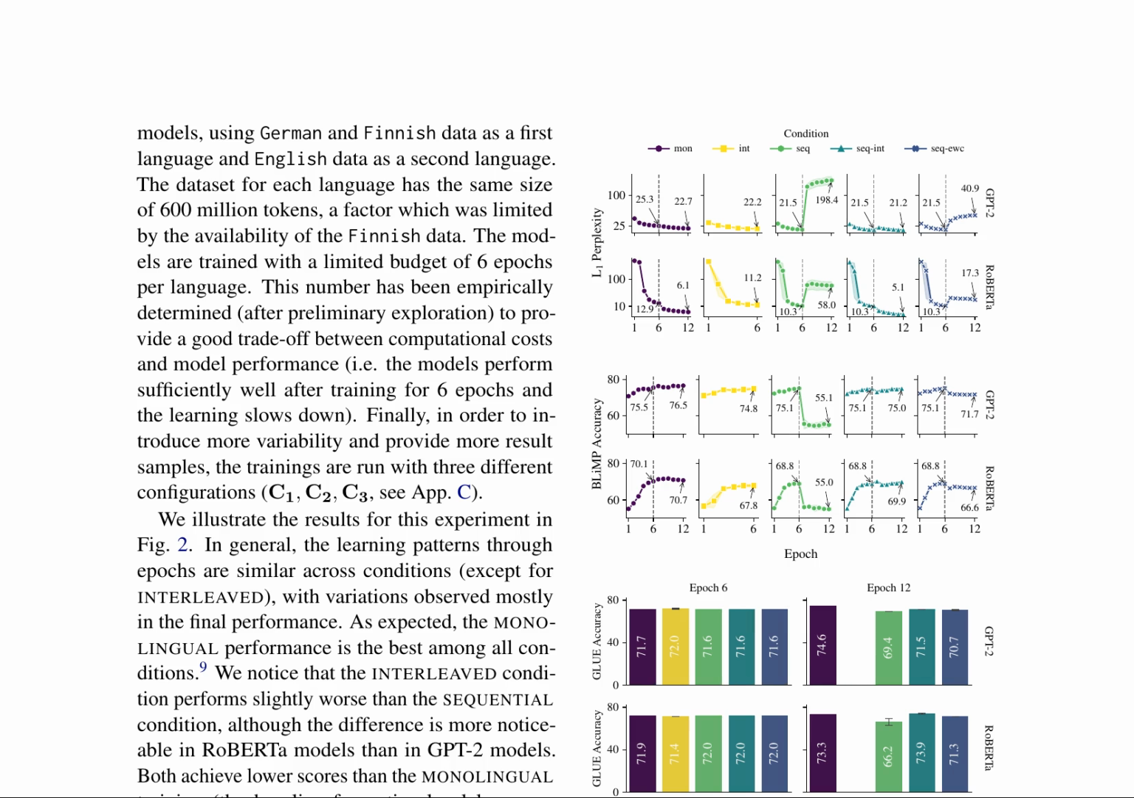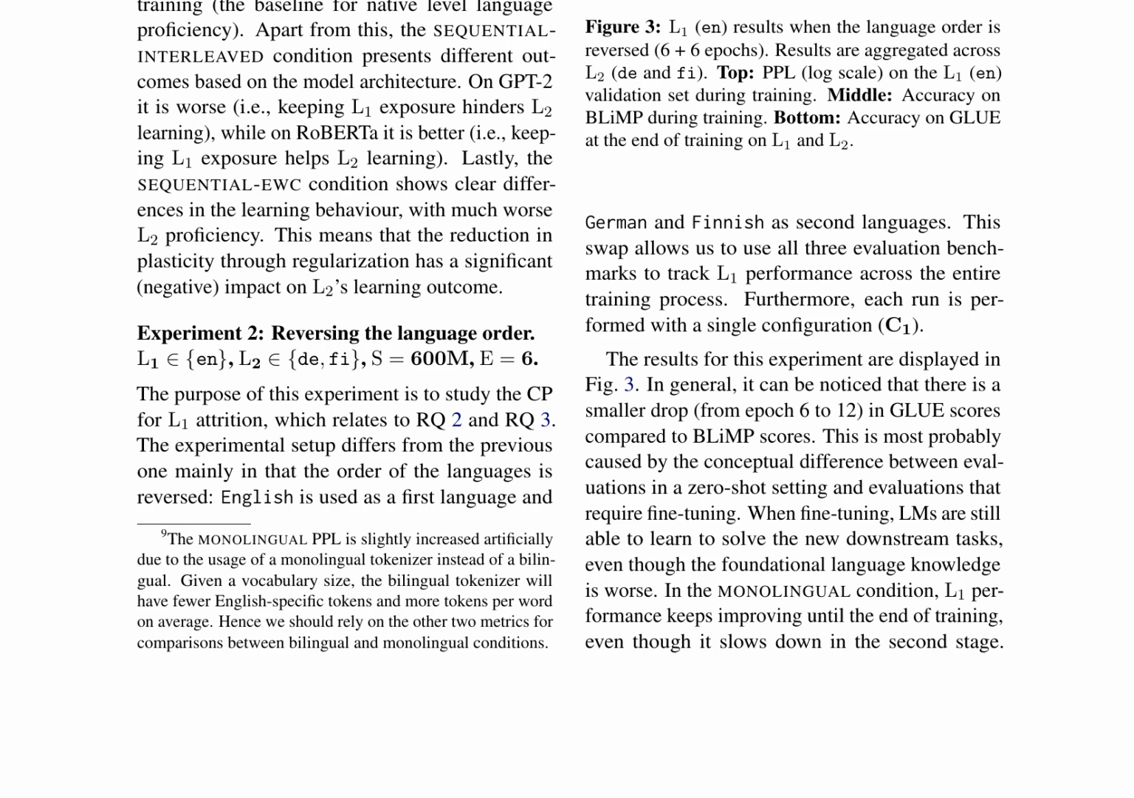The sequentialewc condition exhibited distinct learning behavior, with significantly worse L2 proficiency due to reduced plasticity through regularization. In Experiment 2, reversing the language order, the results, Fig. 3, showed a smaller drop in GLUE scores compared to BLIMP scores, likely due to the conceptual difference between zero-shot evaluations and fine-tuning. The monolingual condition continued to improve until the end of training, albeit at a slower pace in the second stage. Performance was evaluated using perplexity, PPL, BLIMP accuracy, and GLUE accuracy.